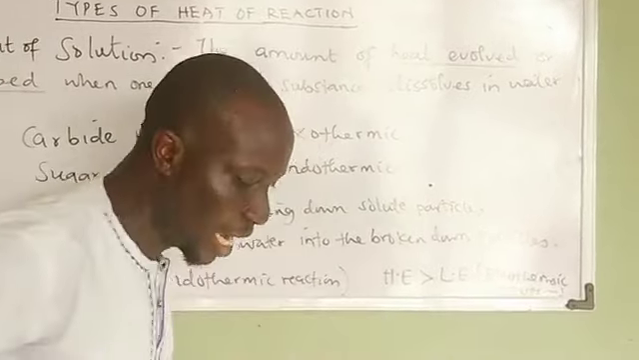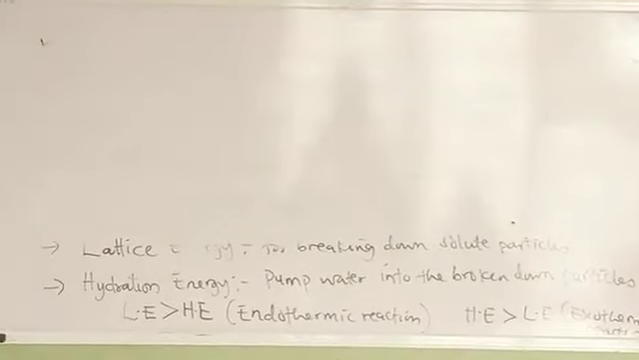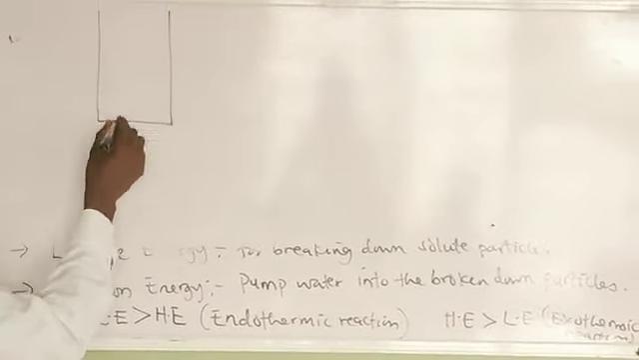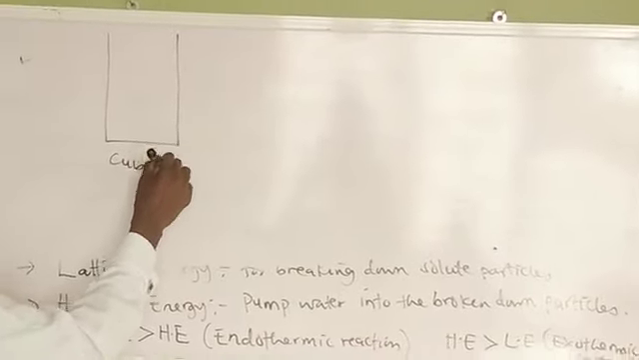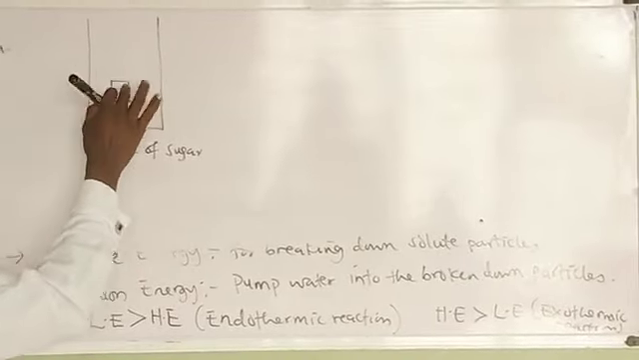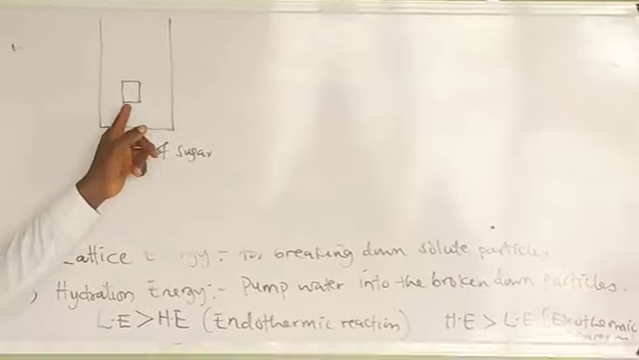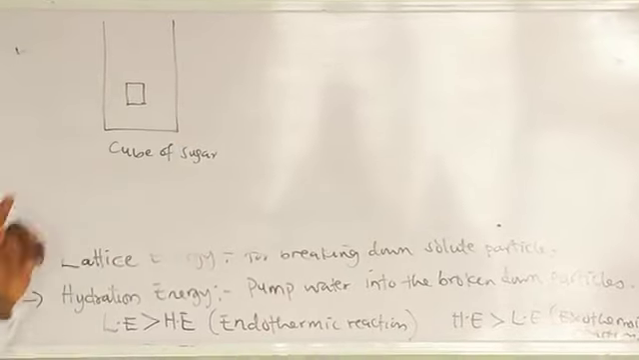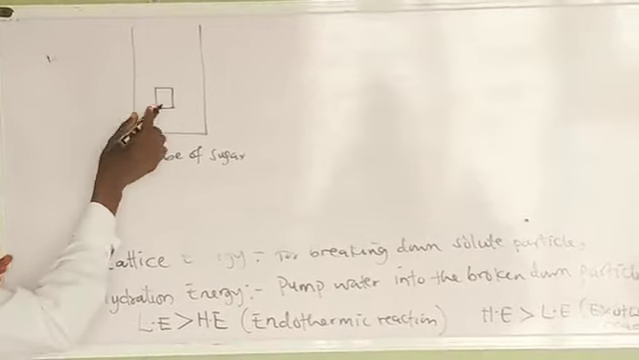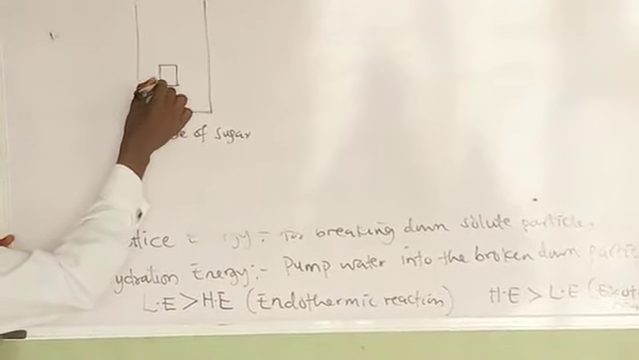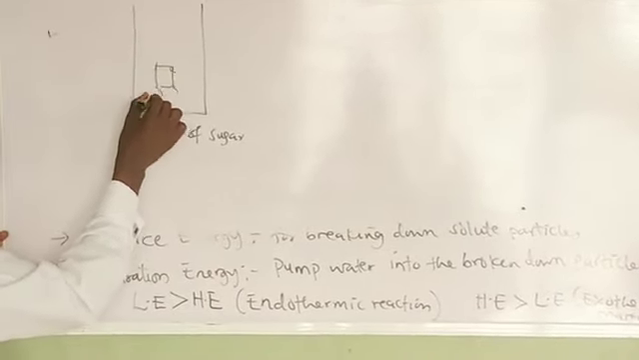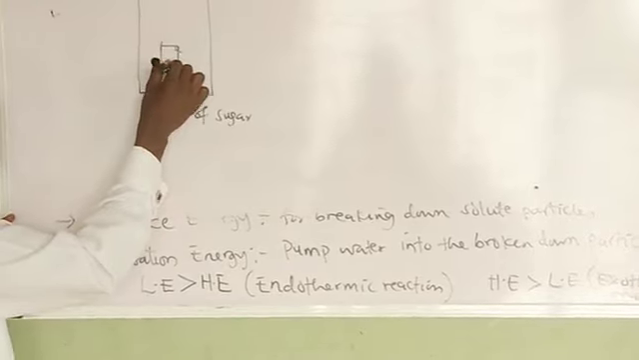Let me give you a practical example. Many of you know cubes of sugar. If you want to dissolve a cube of sugar inside water, you know the shape is square. The first thing you are going to observe is that the sugar will be losing its shape gradually inside water. You will still be seeing white particles breaking down from the sugar.